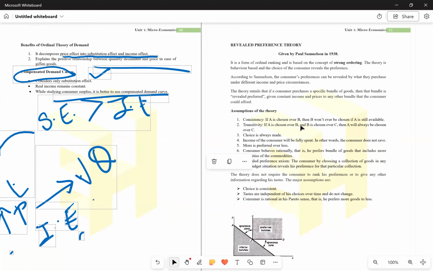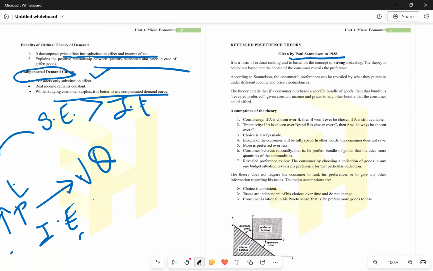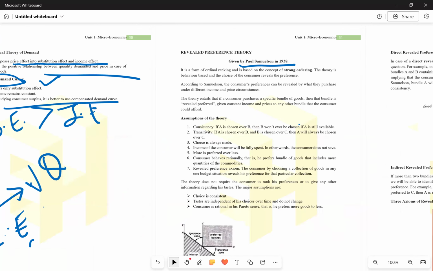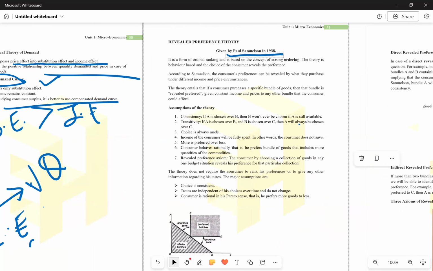Now, coming on to the revealed preference theory. Again, the name is very important, right? Paul Samuelson, 1938. Keep an account of these years as well, because they do ask chronological ordering, right?